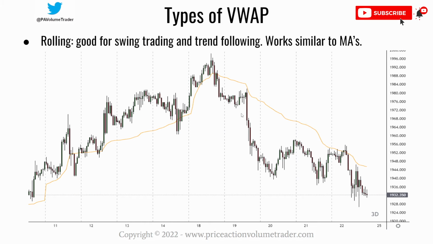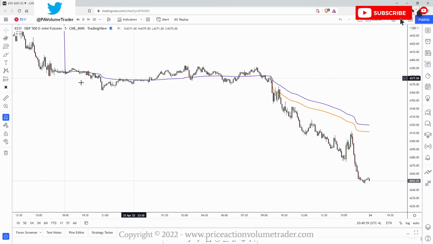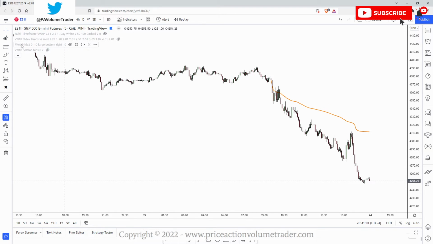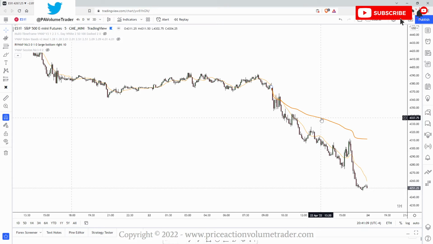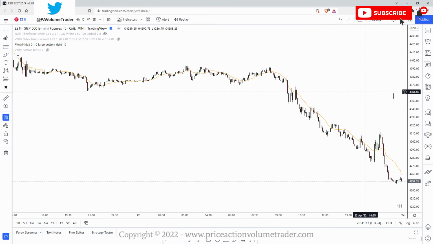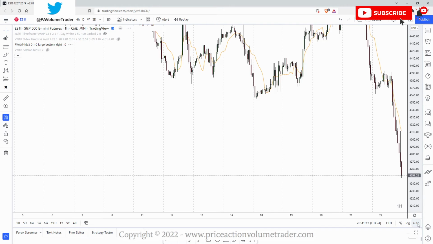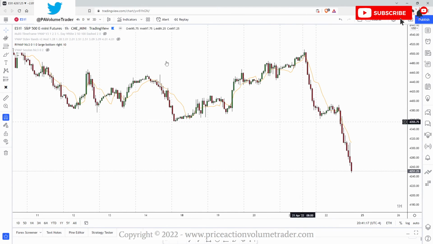The next type of VWAP we have is the rolling VWAP. This is good for swing trading and trend following. Pretty similar to a moving average, you just select a specific period and it's going to give you a VWAP that is continually rolling over. So if we go here, there is a rolling indicator on TradingView, which I have here. Let's erase this and let's go up into a bigger time frame. Let's go into the 1 hour.